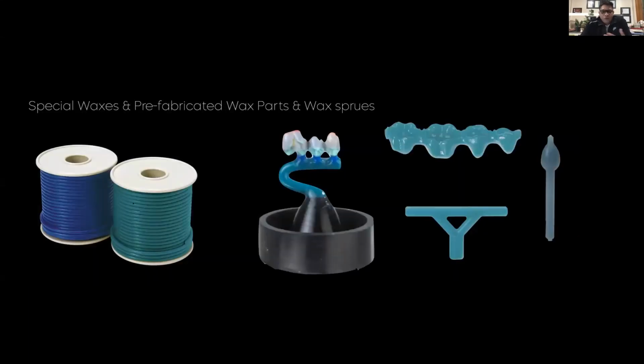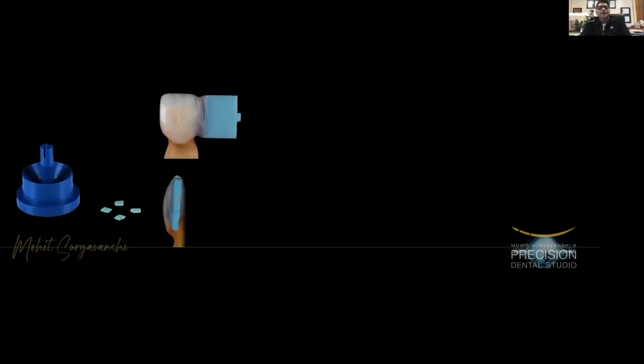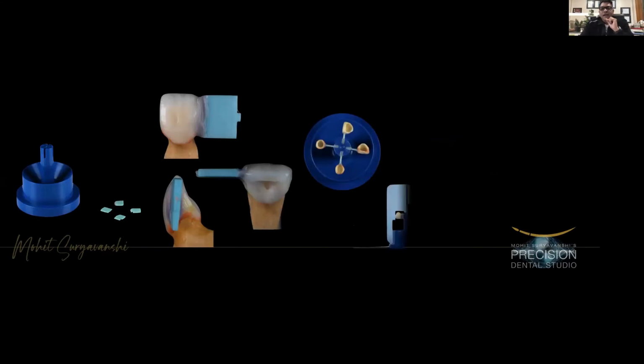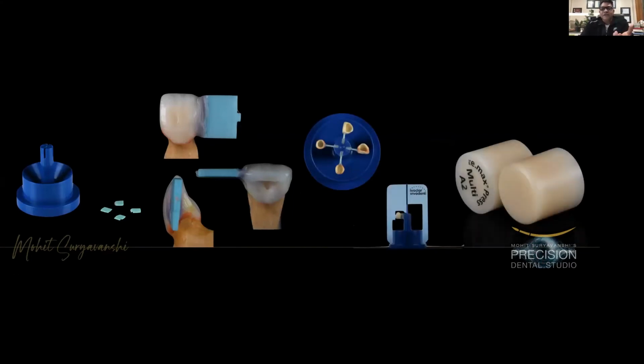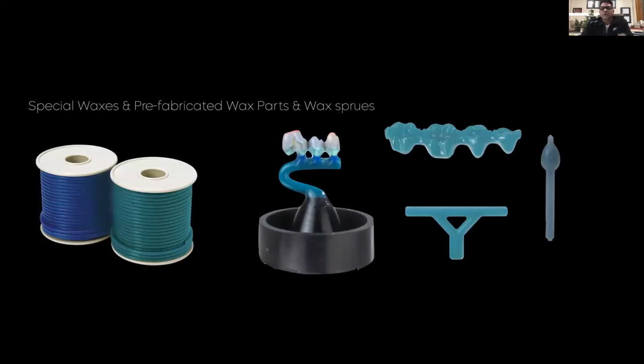This is one kind of spruing. Earlier slide shows you a different kind of spruing. Yeah, this is a very peculiar kind of spruing, only meant for the multi-ingot. And the regular spruings that we use for our regular lithium disilicate or the porcelain fused to metal restorations are these.